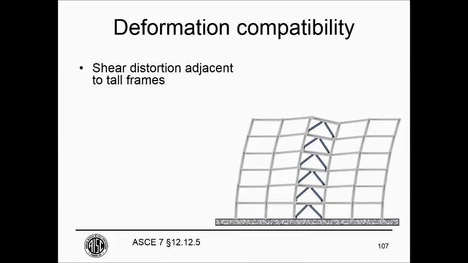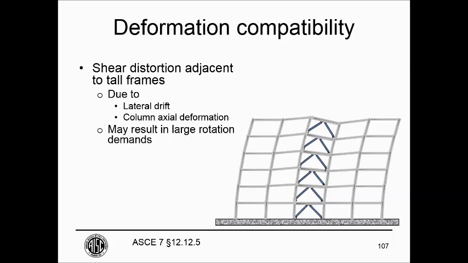Tall frames tend to deform not only laterally but vertically, and so we should consider that drift angle. We can actually measure it in our software or do other things. There's going to be a greater rotational demand near the tops of these bays adjacent to our braced frames.